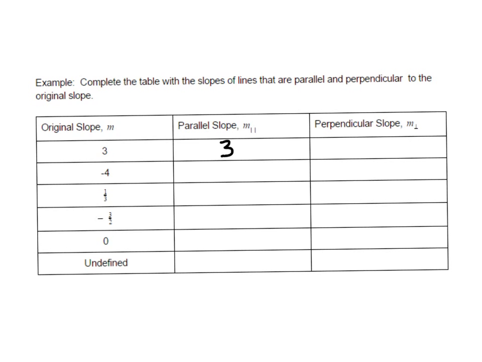My original line has a slope of -4. My parallel line is going to have a slope of -4. My original slope is 1/3. My parallel line is going to have a slope of, well, 1/3. My original line has a slope of -3/2. My parallel slope is going to be -3/2. My original line has a slope of 0. My parallel line will also have a slope of 0. And my undefined slope, well, my parallel line would also be undefined.